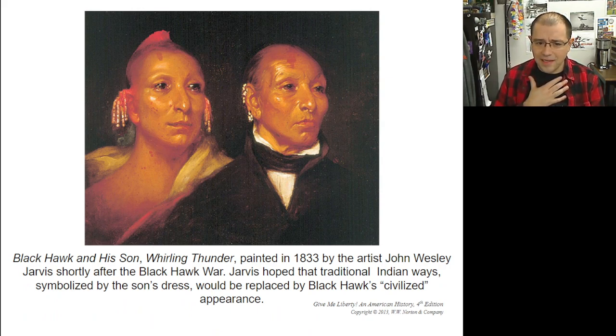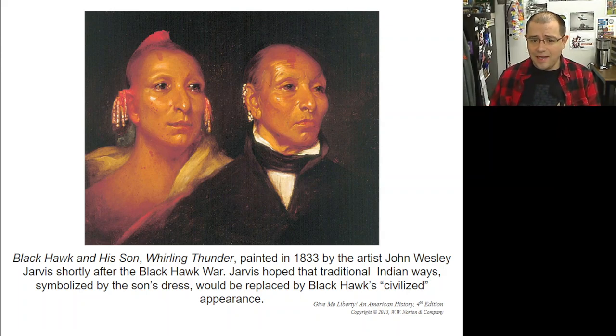A group of Native Americans belonging to two different tribes, the Sauk, S-A-U-K, and the Fox tribes, led by this guy on the left named, this is Black Hawk, who is the leader, and then that on the right is his son, who is more assimilated, named Whirling Thunder. But Black Hawk led Native Americans. Oh, actually, I'm sorry, I've got it backwards. Black Hawk is on the right, his son, Whirling Thunder, did not assimilate.